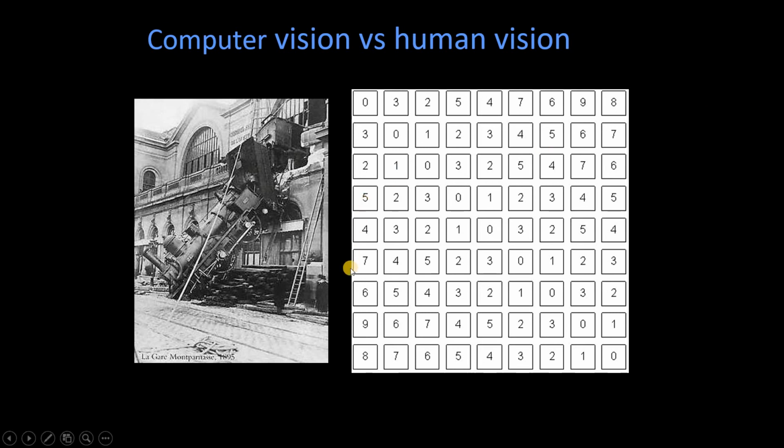So what's the problem? From these pixel values, maybe a computer program or algorithm can find out that there is a train in the image. Okay? It is possible to find that out. But it is very difficult to find out that the train is not in a normal position and there was some accident. Now that's a difficult thing to do. That's the difficulty.